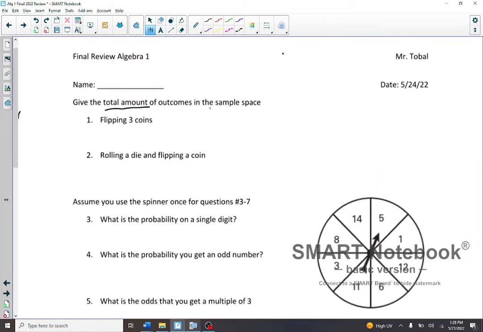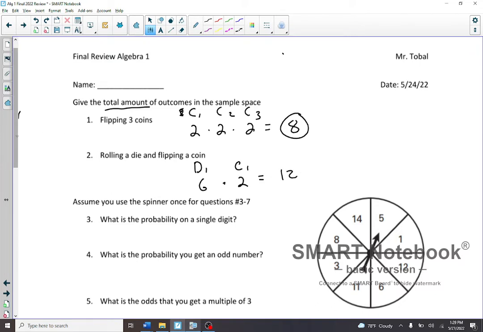All right, the total amount. So when I'm flipping 3 coins, I have coin 1, coin 2, and coin 3. There are 2 options on coin 1, 2 options on coin 2, 2 options on coin 3. So we just multiply all that together, and that's 8. When rolling a die and a coin, I have die 1 and coin 1. So on the die I have 6 options, and on the coin I have 2 options. So that's 12.